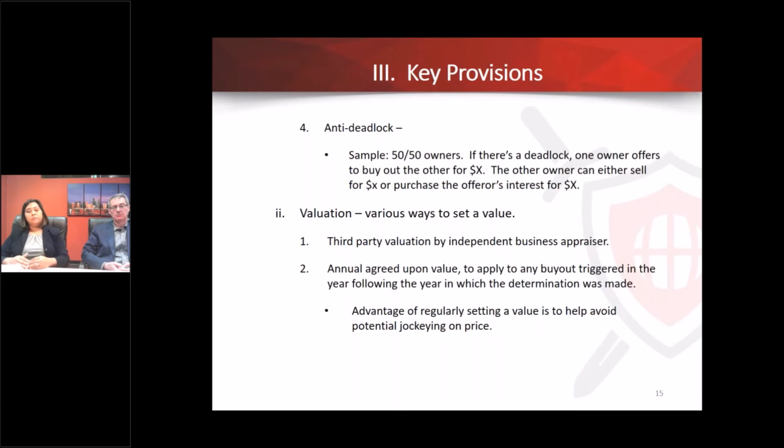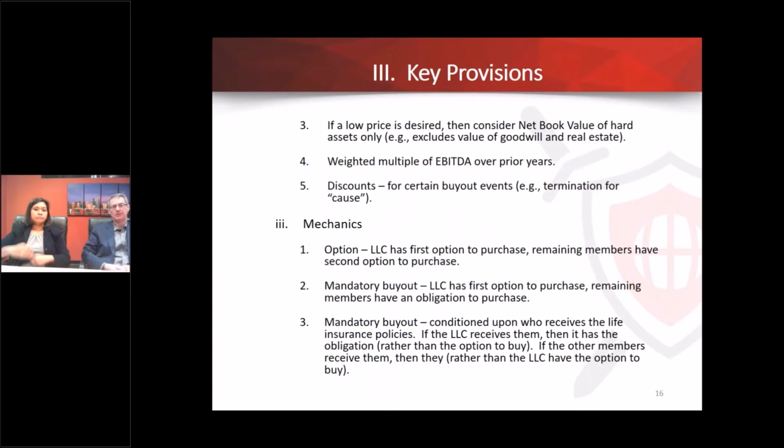A second technique that we've put into our documents is in the operating agreement, requiring the members or the managers, whoever has the authority to make the decision, to agree upon a value on an annual basis. And that value would then apply to any buyouts that are triggered in the following year. The advantage of this is that hopefully there's nothing on the horizon that would lead to price manipulation or jockeying, and it's one less thing to worry about if something were to arise. And then if they miss a year, if they miss some period of time, let's say they miss 2 years, then you could force an appraisal.